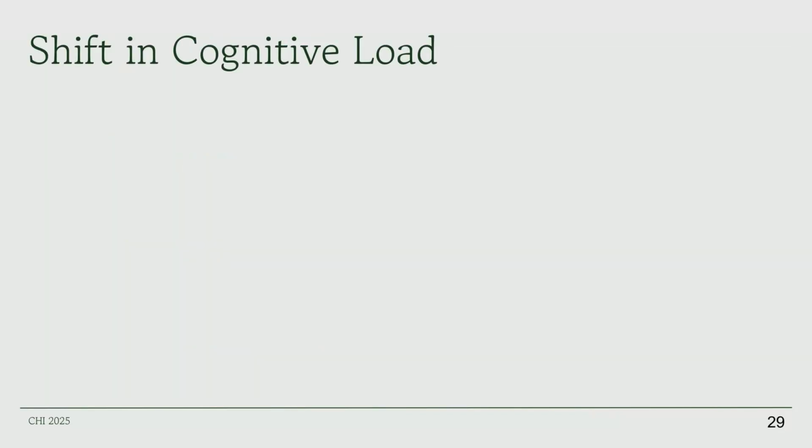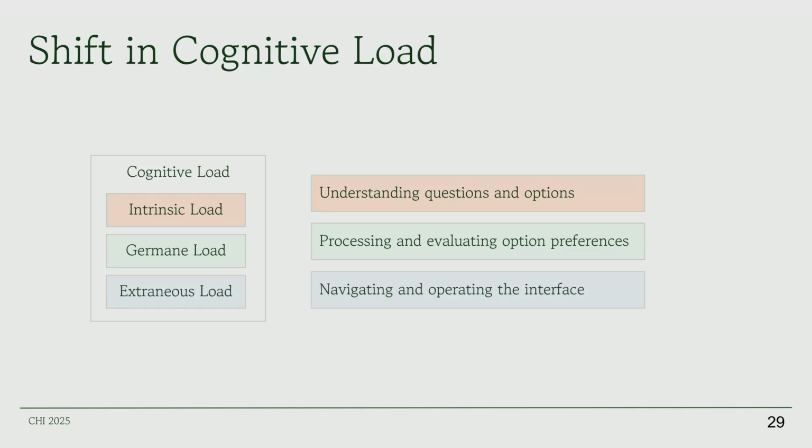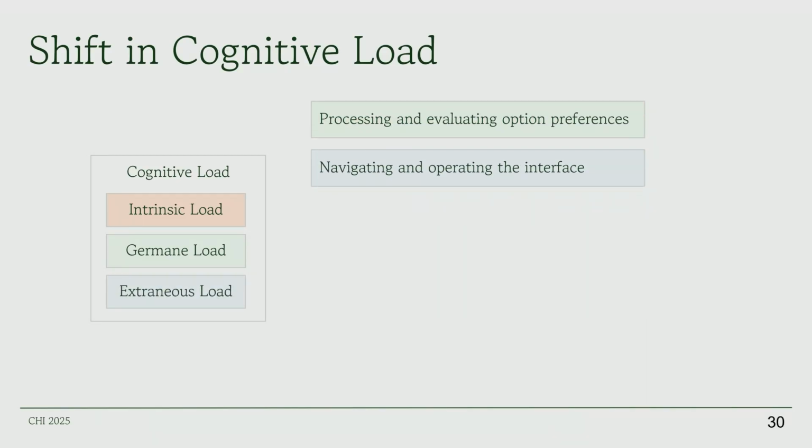To better understand these findings, we analyze our qualitative results through cognitive load theory. Cognitive load consists of three types: intrinsic load, which refers to understanding the question and the options; germane load, processing and evaluating preferences; and extraneous load, navigating and operating the interface. Since all participants saw the same question and randomized options, we focus on germane and extraneous load.